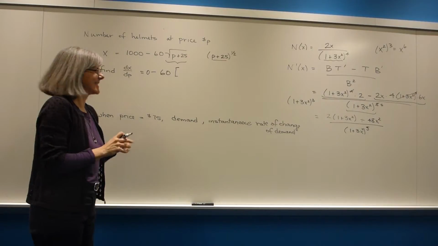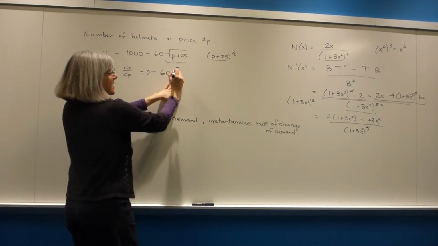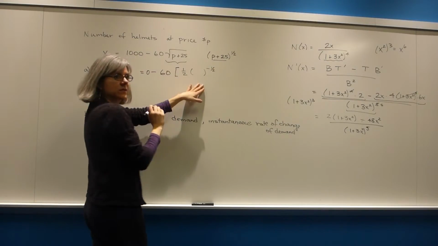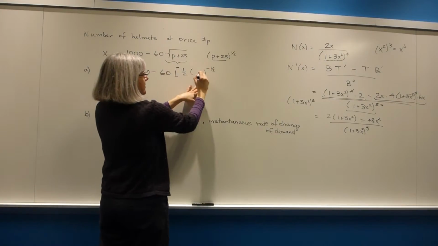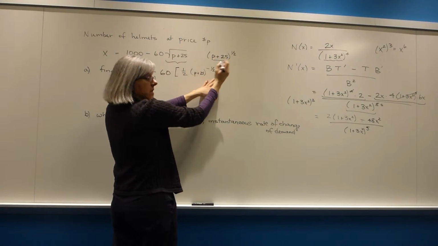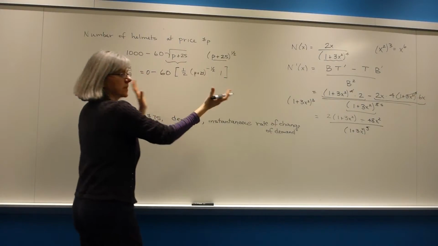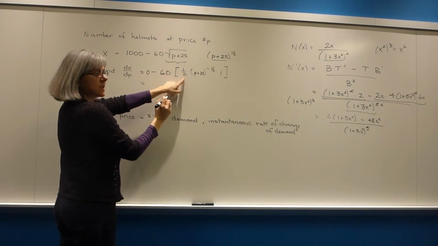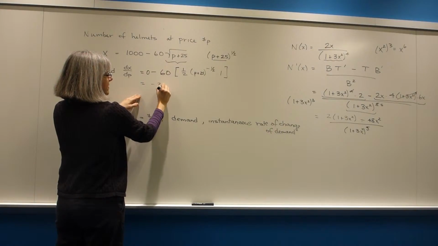Okay, so what do we have here? 1/2 times the something to the negative 1/2. And what's the derivative of the inside? Just 1. The derivative of P is just 1. Okay, let's clean this up. Negative 60 times 1/2 is negative 30.